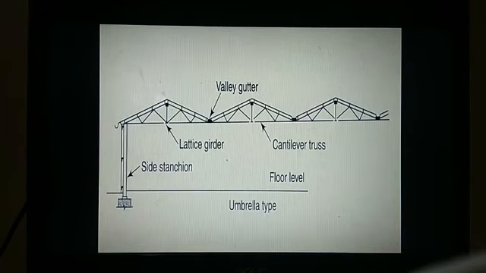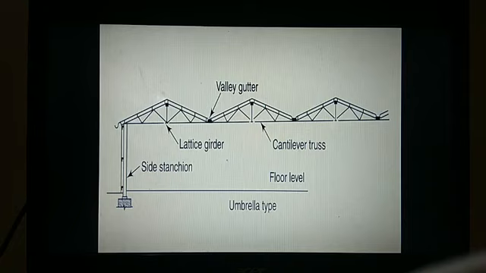Okay, and there is another kind of valley gutter. This also will be in this way, kind of like an umbrella type. It can accommodate more column-free space. There will be a big stanchion and the lattice girder will be there, and cantilever trusses will be supported, and each cantilever truss is supported with the help of a valley gutter like this.